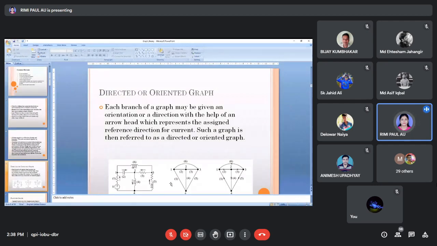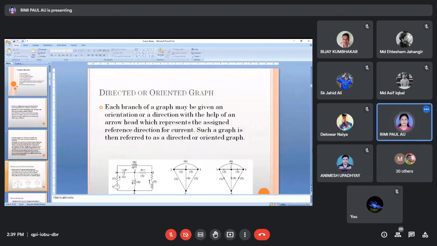Now, what is a directed or oriented graph? Directed graph means there are directions. You can see in these two figures that there is no direction present. Okay, but here you can see that the direction of current is present. So this is known as a directed or oriented graph. Each branch of a graph may be given an orientation or direction with the help of an arrowhead, which represents the assigned reference direction for current. Such a graph is then referred to as a directed or oriented graph.